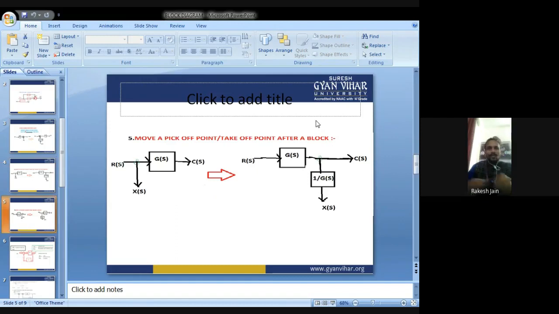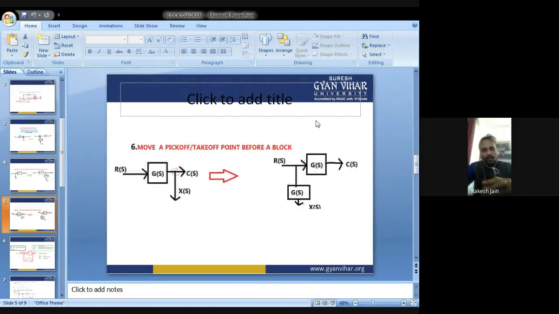Now the last one is move a pick off point or take off point before a block. Similar to the last rule, the fifth rule, if we move the pick off point now before the block, then the gain of that block comes as it is with that take off point. So here RS is the input, CS is the output, GS is the gain of the block, and XS is that summing junction related gain.